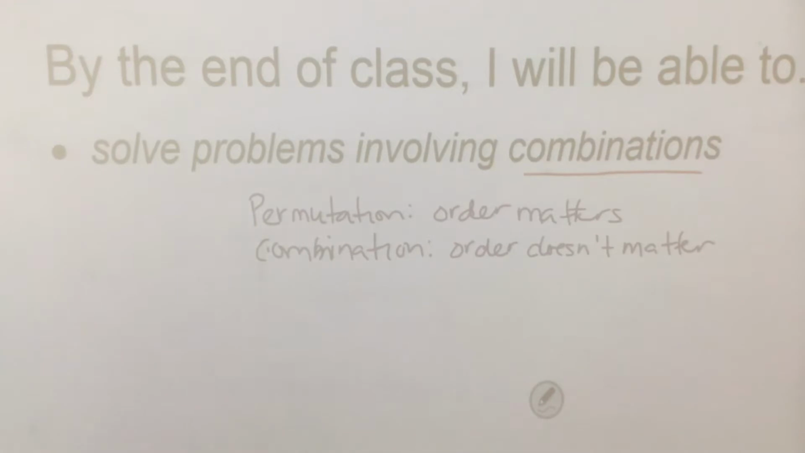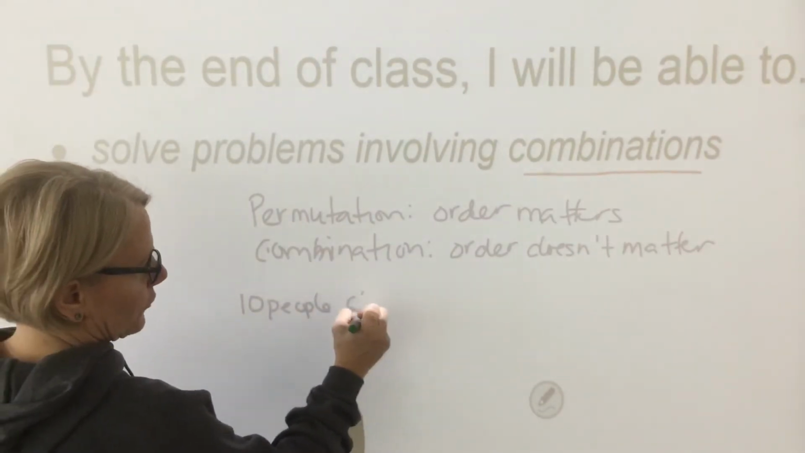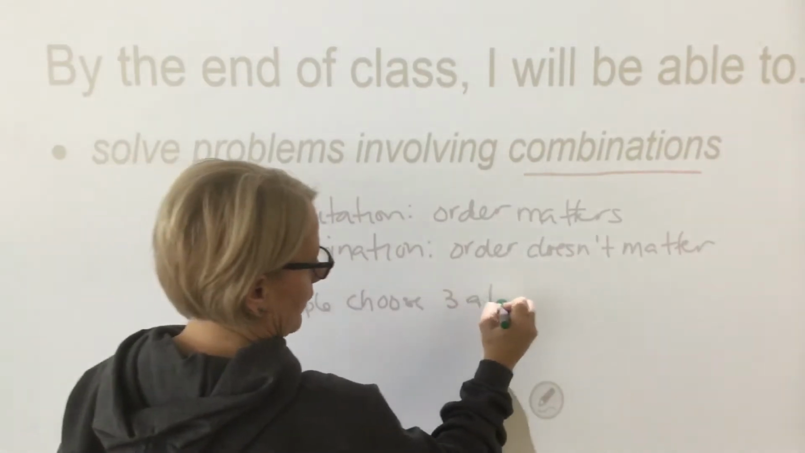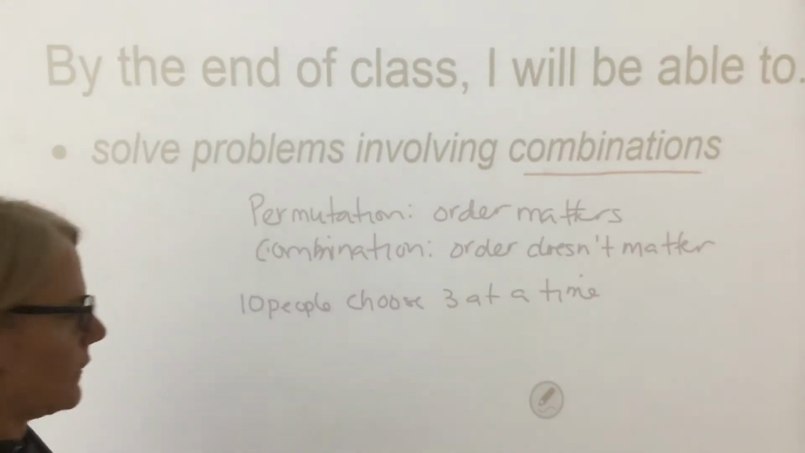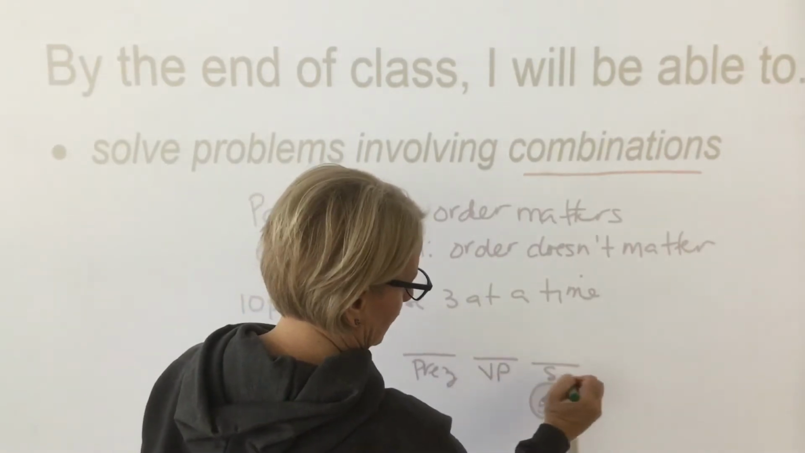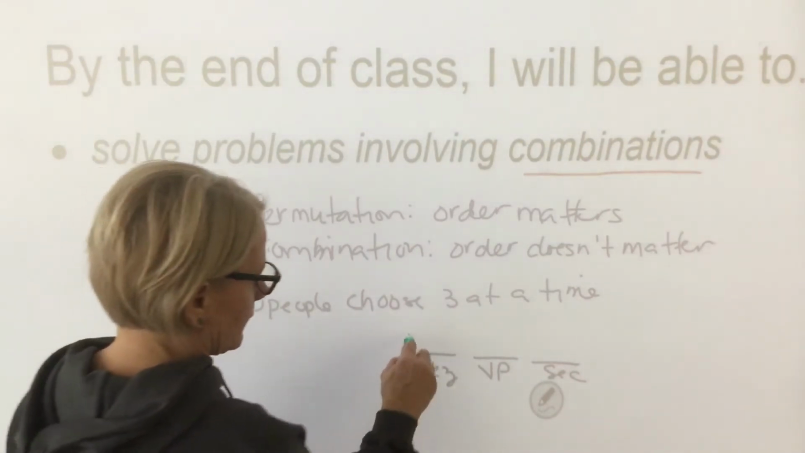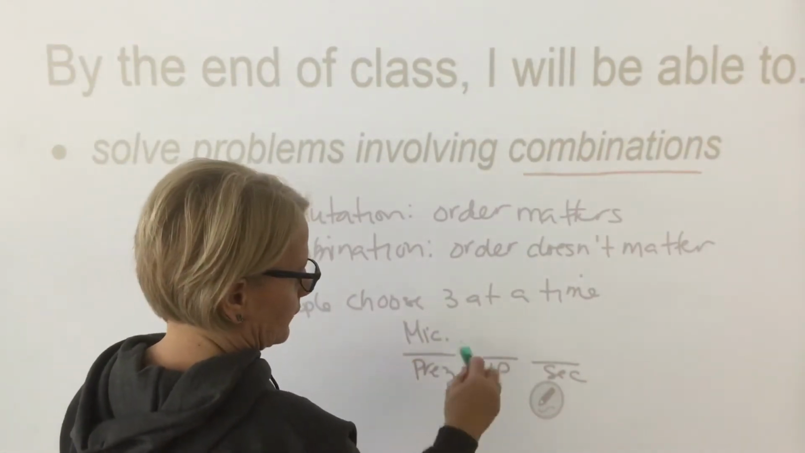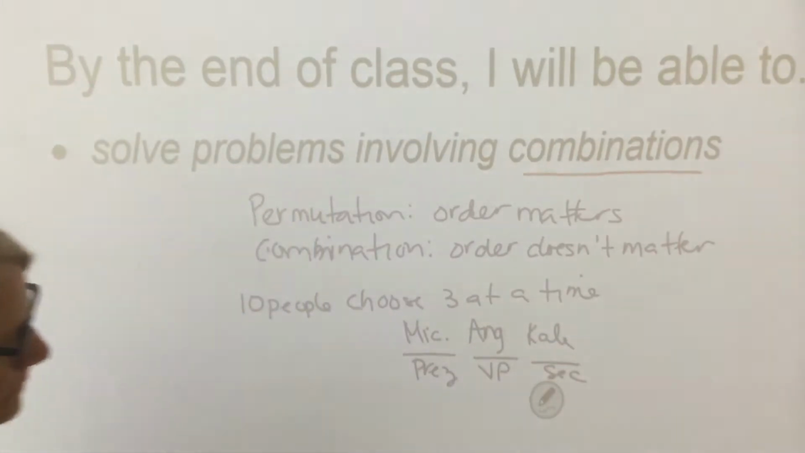Okay, so what do I mean by order doesn't matter? Think about it this way. Let's say that you have 10 people and you're going to choose 3 at a time. And let's say whenever you choose them 3 at a time, you're going to put a position to them. So let's say we have a president, a vice president, and a secretary. I'm going to put some people from our class into these positions. I'm going to make Michelle the president, Angel the VP, and Kale the secretary. Okay, so that's a very specific order.